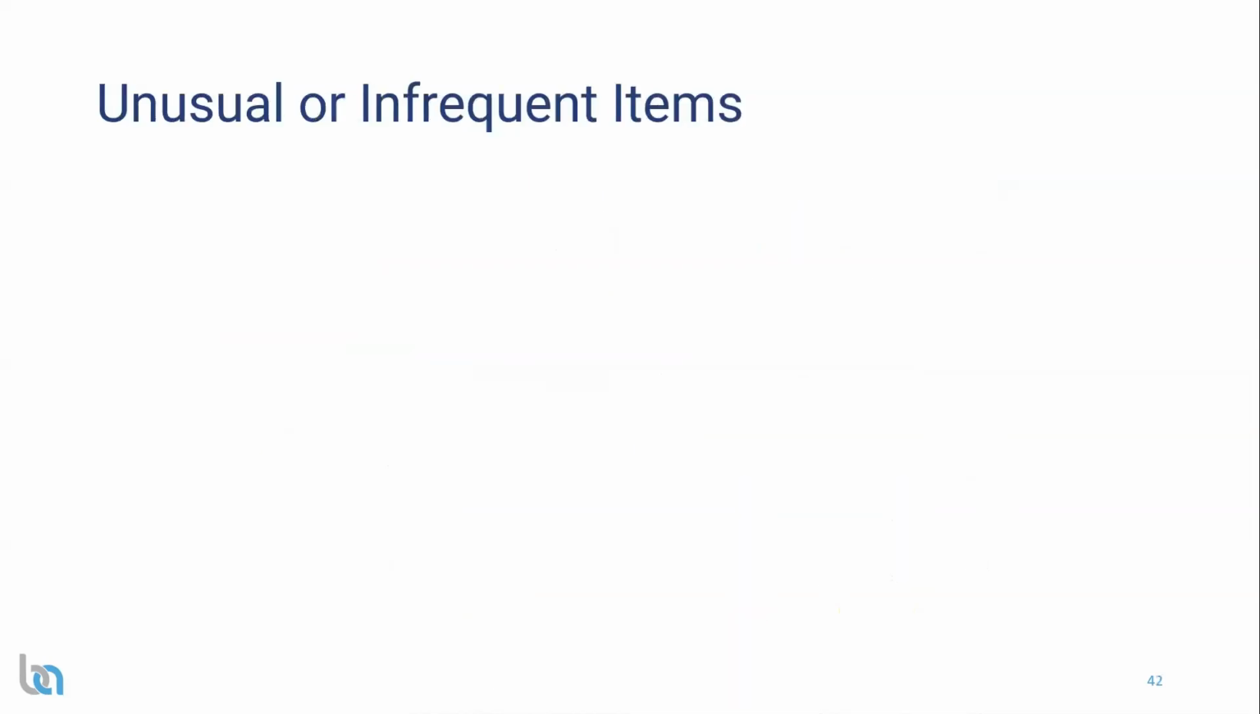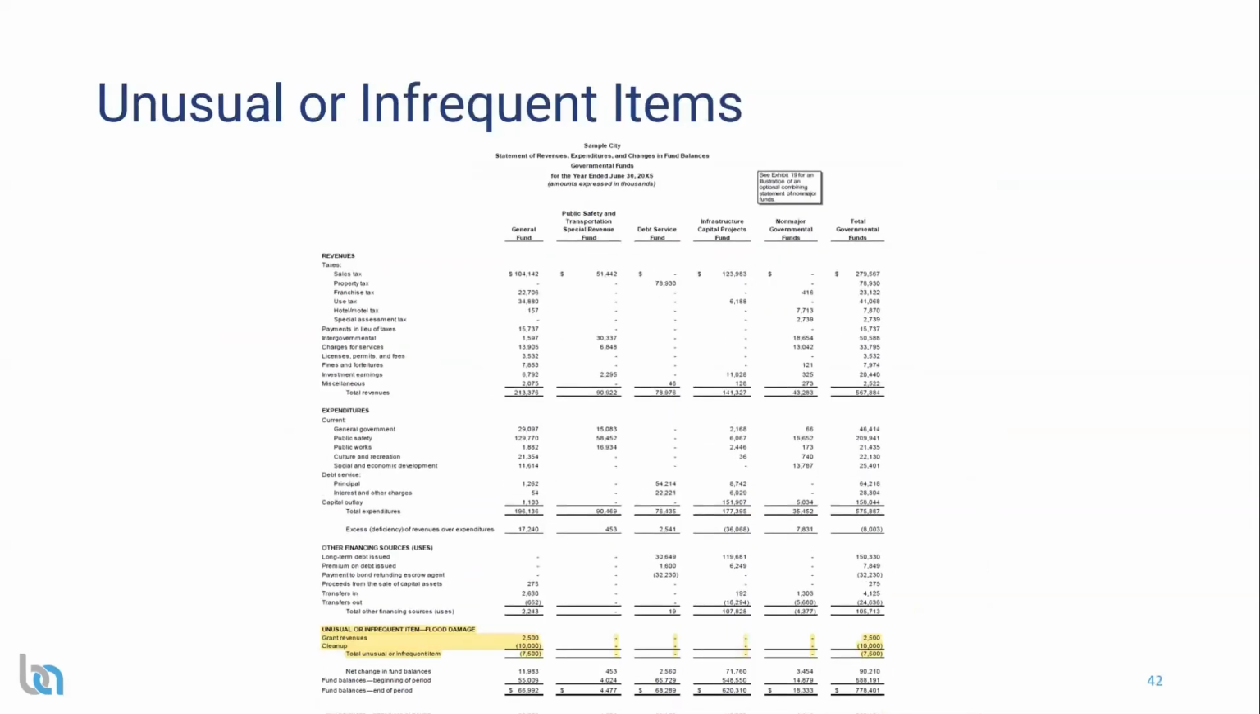Okay. And then if you look at your governmental funds, for example, this is how it will look. After other financing sources and uses, you will have unusual and infrequent items, so right before the change in fund balance. Okay.